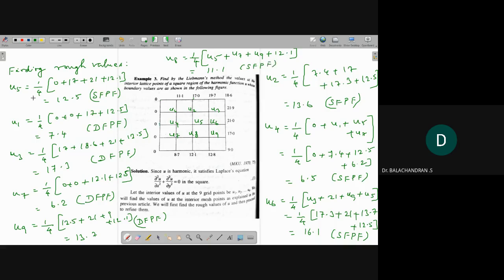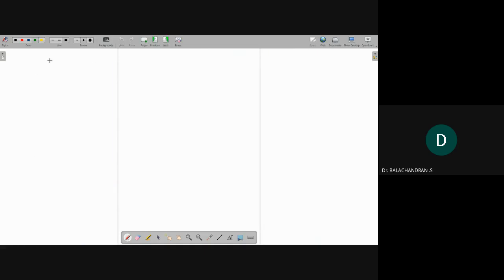So once you get the values, now you have from U1 to U9. Now we'll go to the first iteration. Here you should use only the standard 5-point formula. Don't use the diagonal 5-point formula here. For the first iteration and second iteration, you should use only the standard 5-point formula.